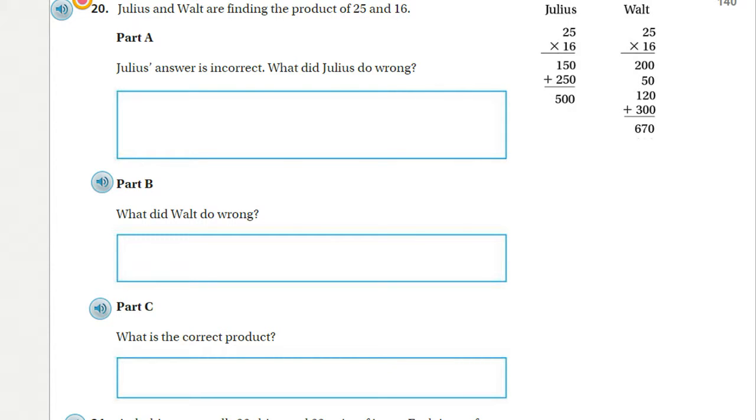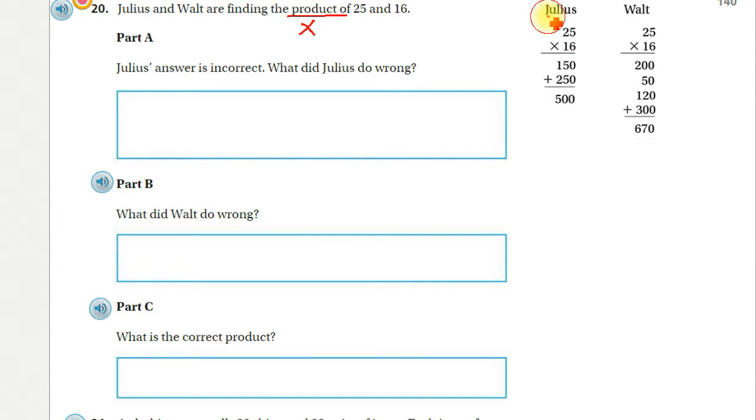Alright, let's work through number 20, which is a multiple step problem. So we have to do a lot of different things here. We look at the question: Julius and Walt are finding the product of 25 and 16. And remember from class, product means the answer to a multiplication problem. So they're multiplying 25 times 16.